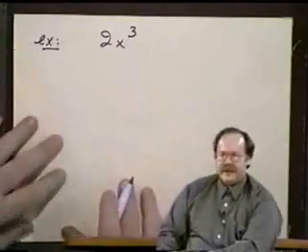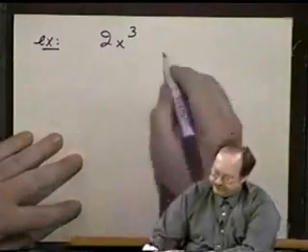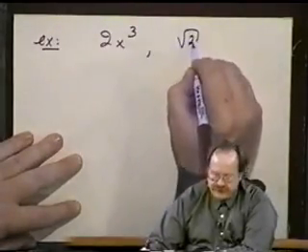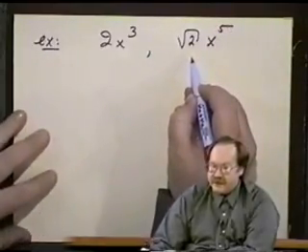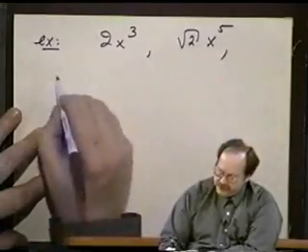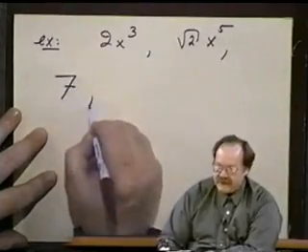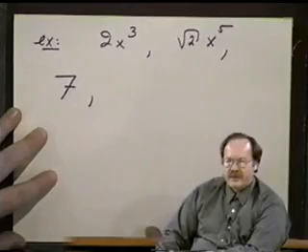2x cubed. There is a nice simple monomial. Here's another one. Square root of 2 times x to the 5th. See, the constant doesn't have to be a nice number. It can be an irrational number. Here's another one that you may not expect. 7. I claim that that's a monomial.